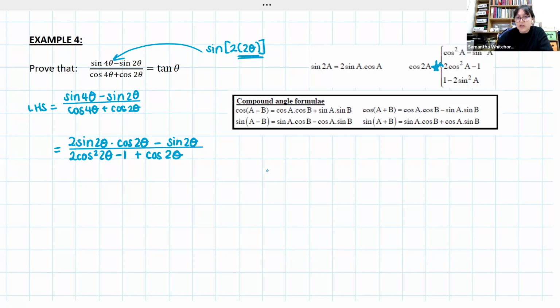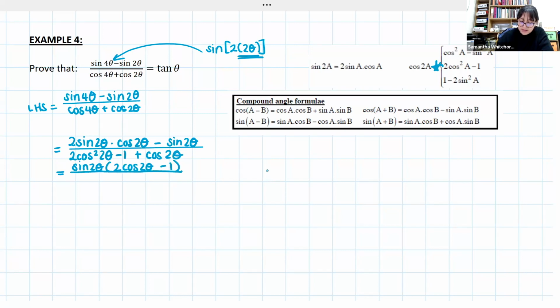Again, I'm not going to do anything with that cos 2 theta because now the angles are the same. They are both 2 theta. Right, so now I can start thinking about factorizing. In my numerator, I could take out a common factor. So I've got a common factor of sine 2 theta. That leaves me with a 2 cos 2 theta minus 1.